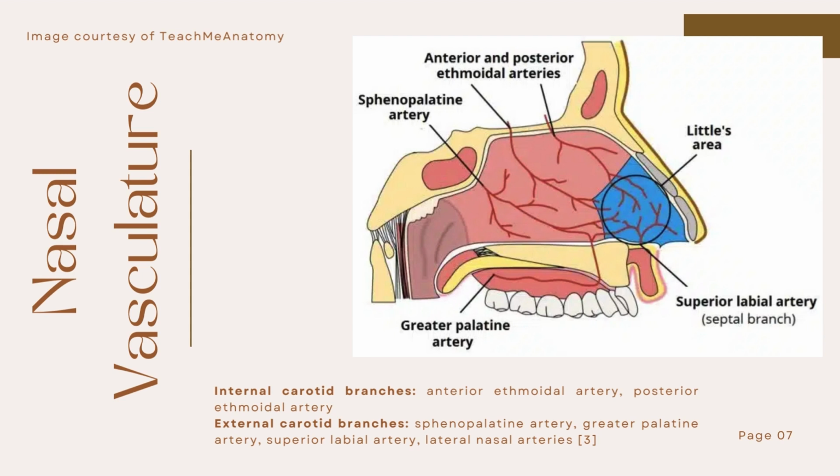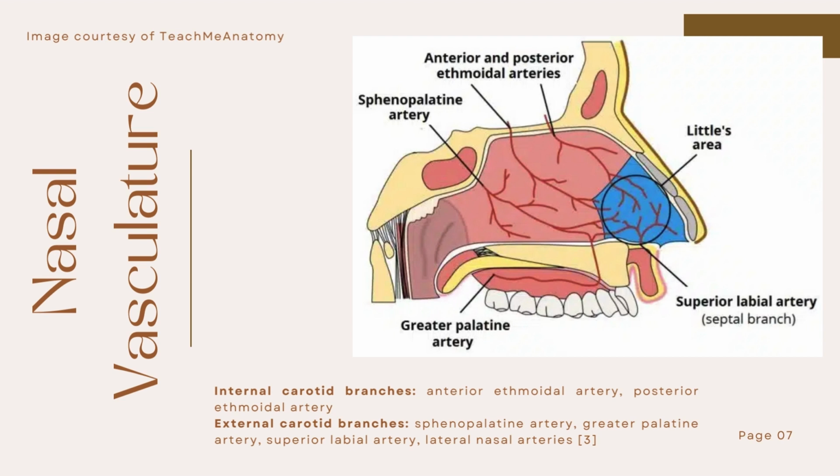epistaxis. So the 5 arteries that anastomose in that area are the anterior ethmoidal artery, posterior ethmoidal artery, sphenopalatine artery, greater palatine artery, and the septal branch of the superior labial artery.